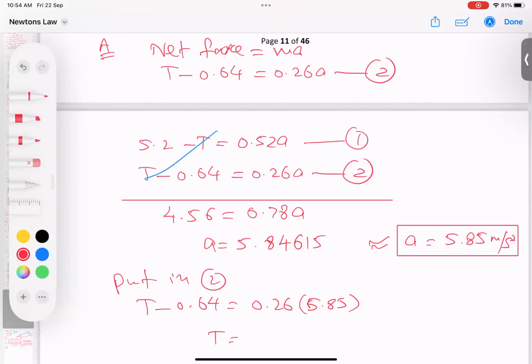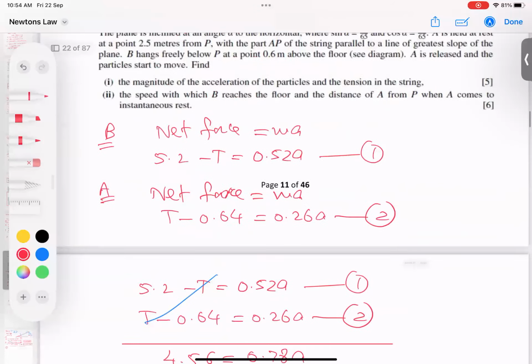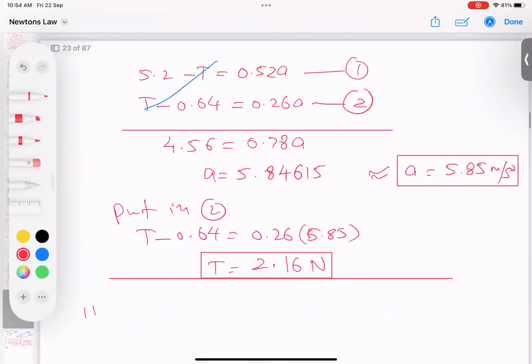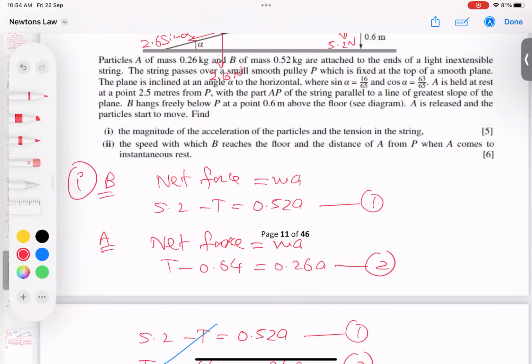Wait a minute, let me check again. I think I should add here. I made a mistake: 0.26 times 5.85 and 0.64 add. And my answer is finally 2.16 newtons. So Alhamdulillah, the first part is completely over. Part number 1 is done. Part number 2 is a little tricky.